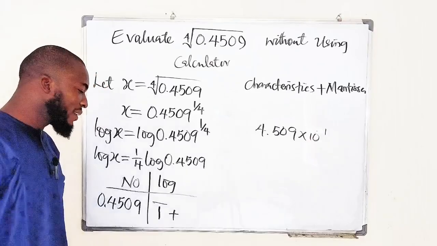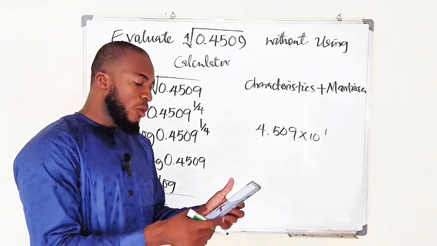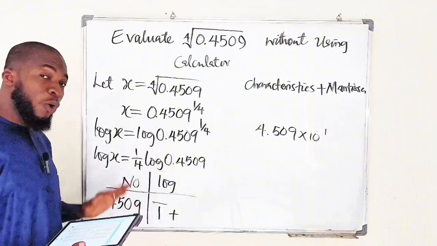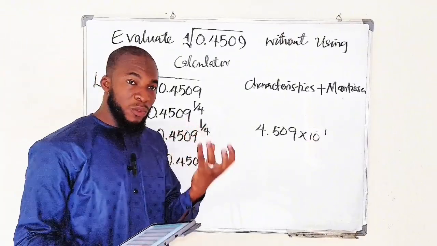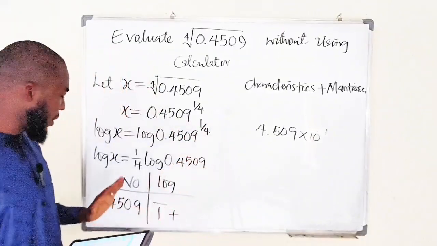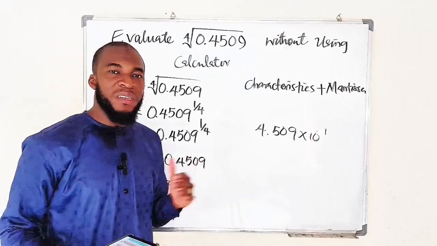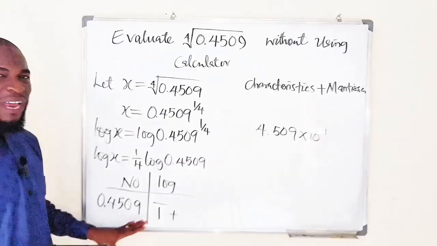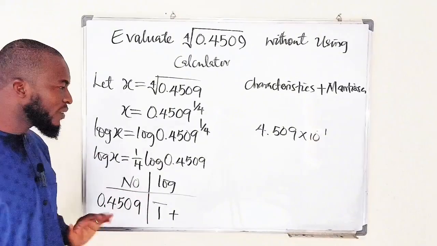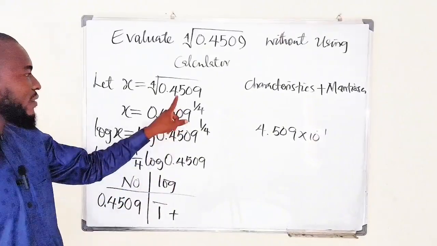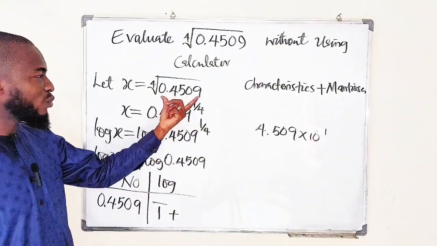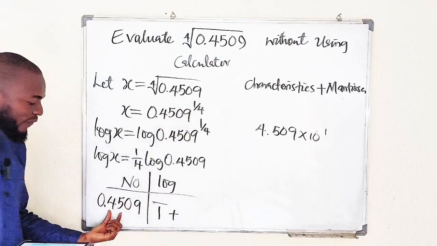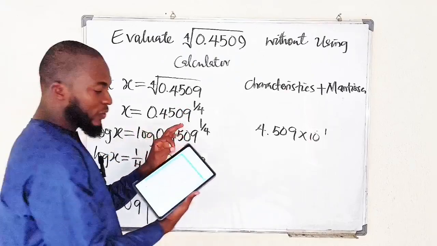How can we obtain the mantissa? Let me show you. You come to your log table. You consider only those important numbers. You assume the number does not contain a decimal point. So it will be 4,509. Just assume it has no decimal point, whatever it is. Even if it is 45.09, just consider it as 4,509. So you look for the first two digits on the first column here.